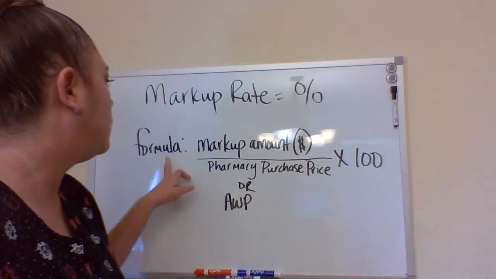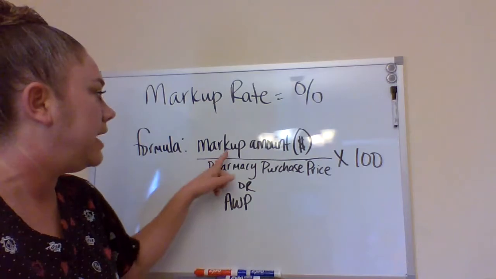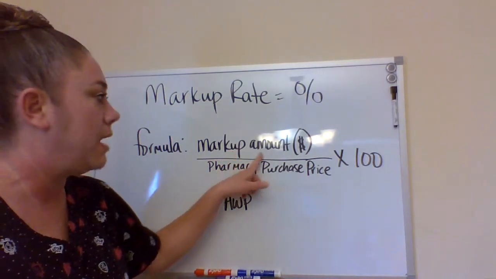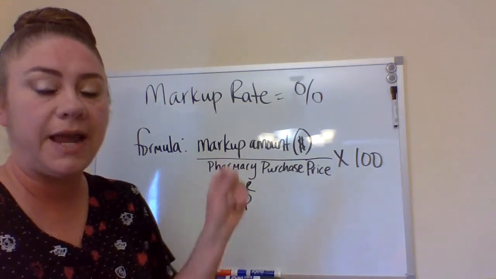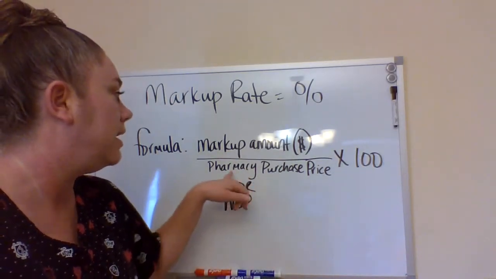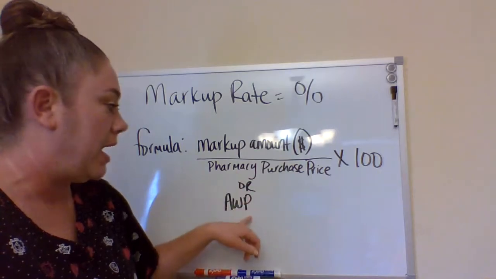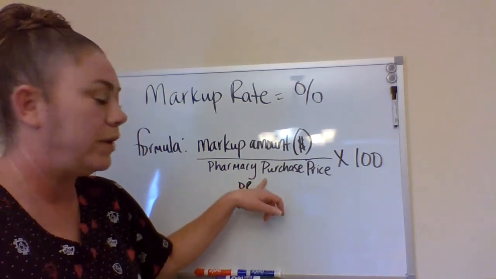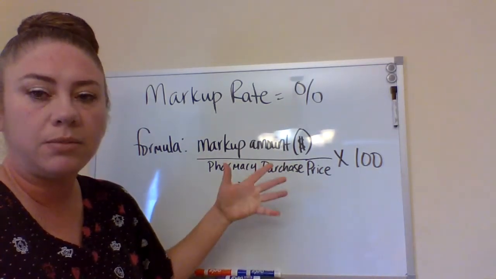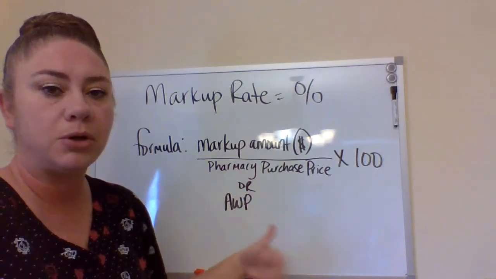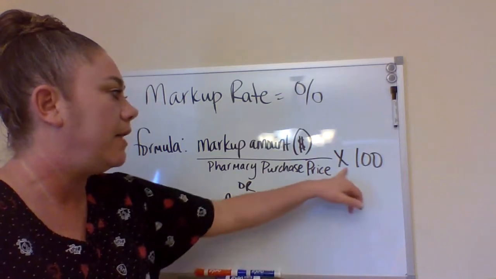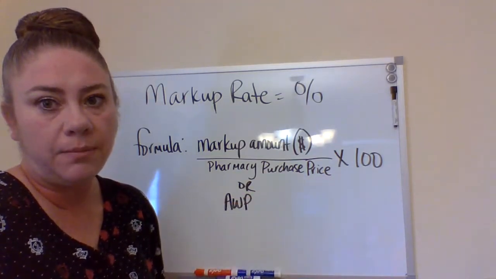Your formula is that you're going to take the markup amount, which is the dollar amount that you find from subtracting the AWP from the selling price. You're going to divide that by the average wholesale price, or what we purchase it for, because some problems will not mention it as AWP. They're going to say the pharmacy purchases at. And then you're going to multiply that by 100.